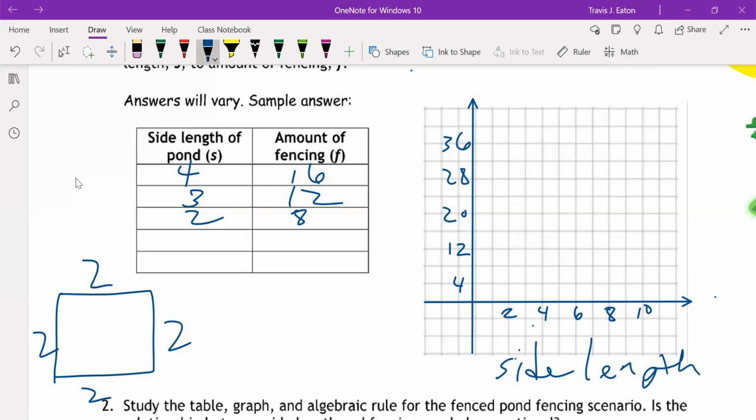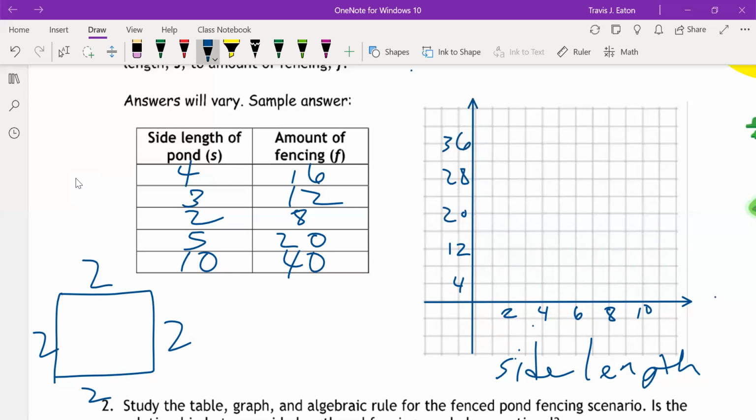It's going to be 8. Now let's go the other direction. Let's go bigger. How about 5 feet for the side length? I'm not even going to do the drawing on this one. I think you got this. 5 plus 5 plus 5 plus 5 would be 20. And let's go huge, to 10 feet on a side. That would be 10 plus 10 plus 10 plus 10, or 10 times 4, which is going to be 40. Yeah, I see that in the chat. Thank you. You're absolutely right.